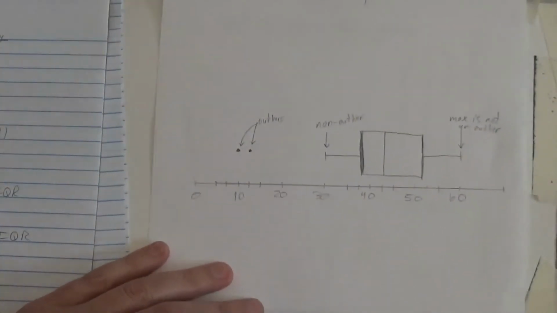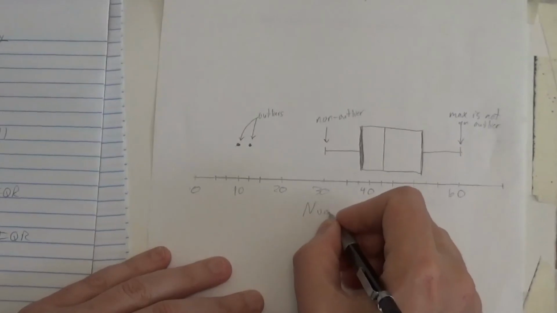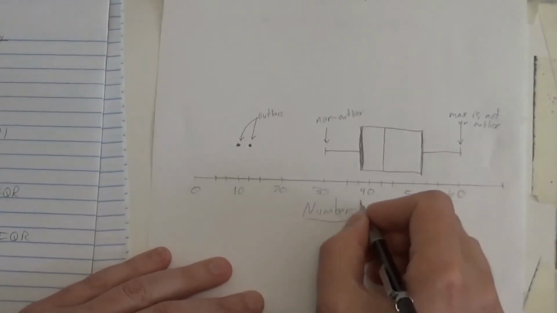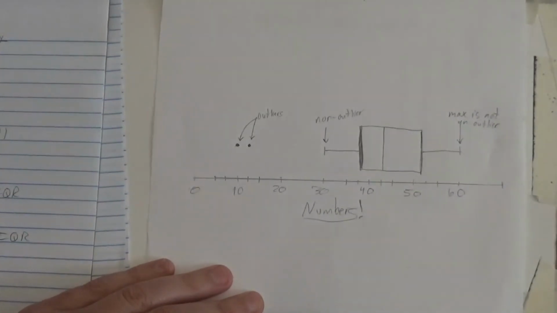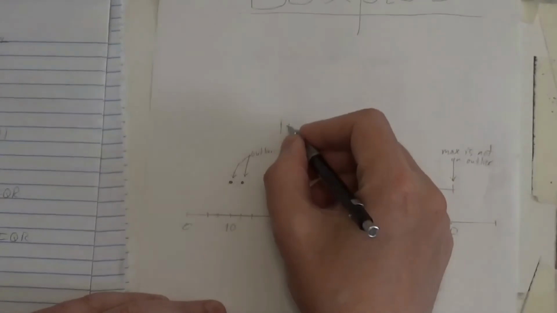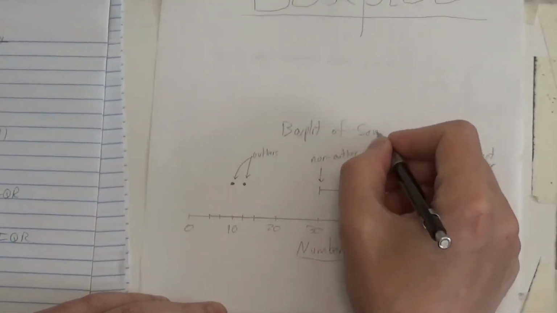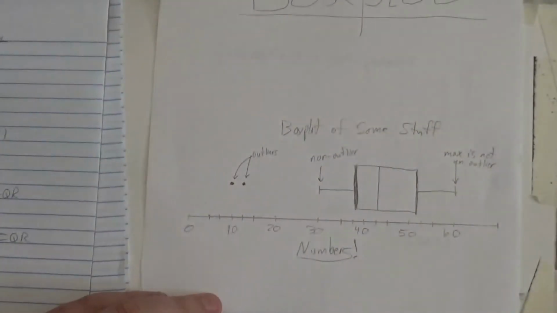And then suppose you want to title this, we can call it numbers. That was a pointless little addition there, but why not have some fun with it? And then we can put a nice title on here like Boxplot of some stuff. And there you go. That's how to make a box plot by hand.